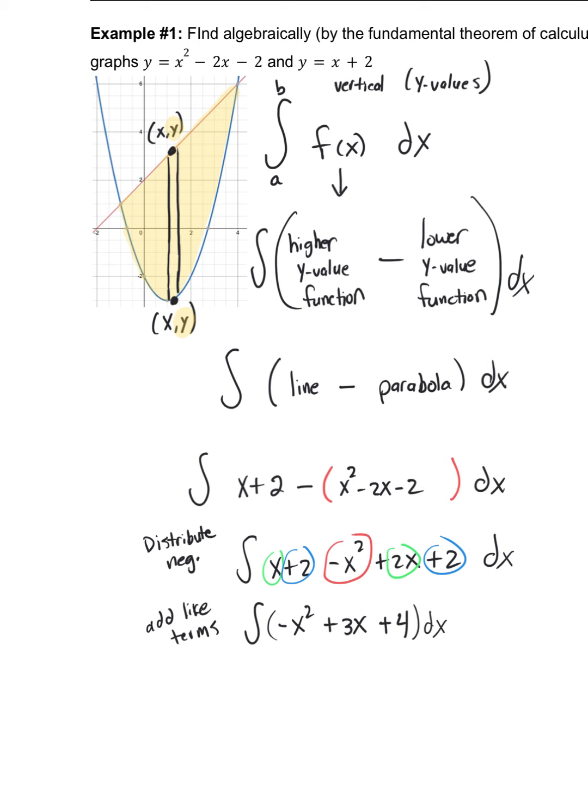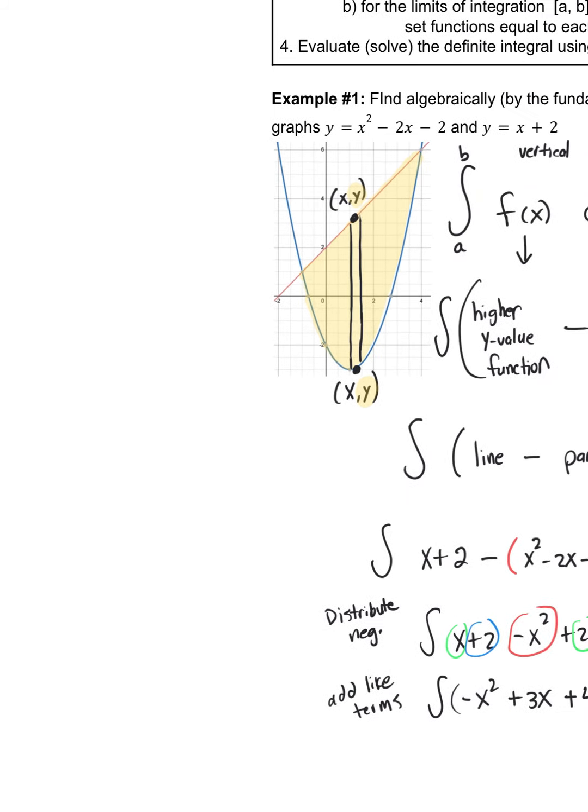The second step is to find the limits. So to find the limits, we are going to set our functions equal to each other. All right, so we're going to find our limits, a to b. So we're going to take our equations and set them equal to each other. x squared minus 2x minus 2, and we set it equal to x plus 2.